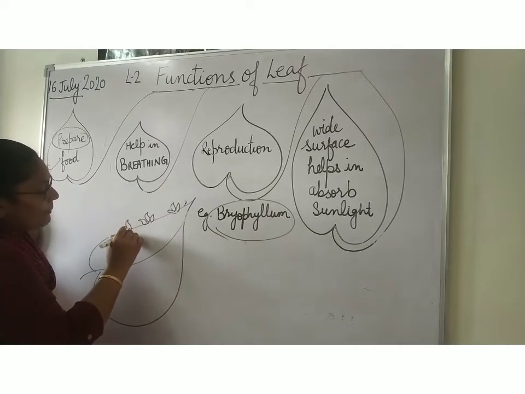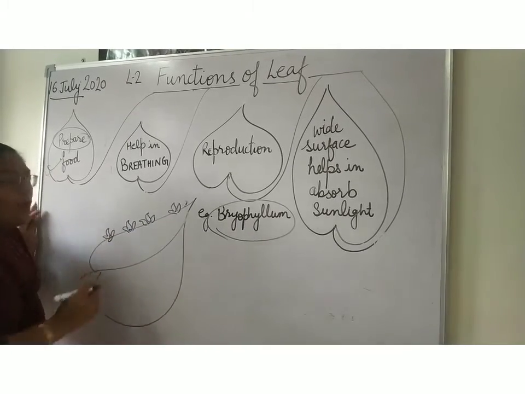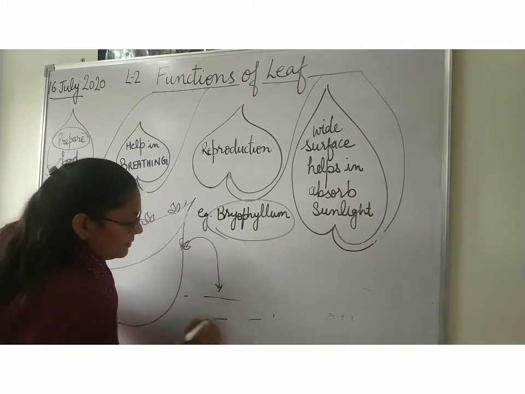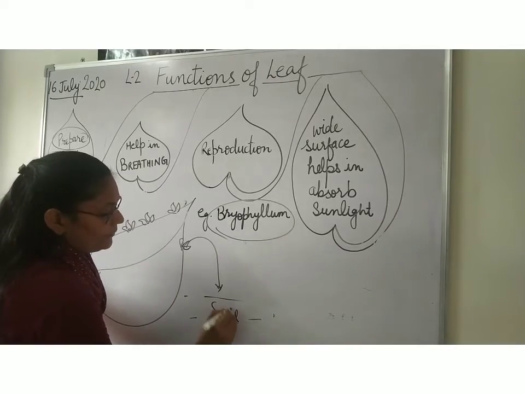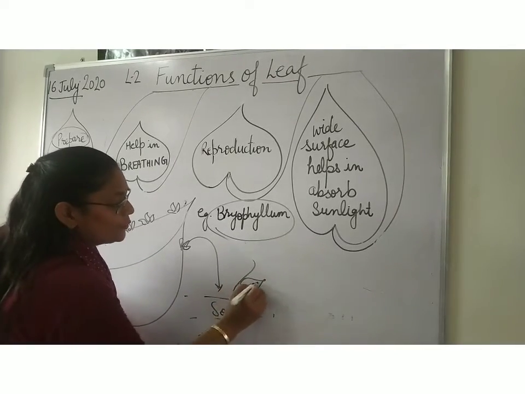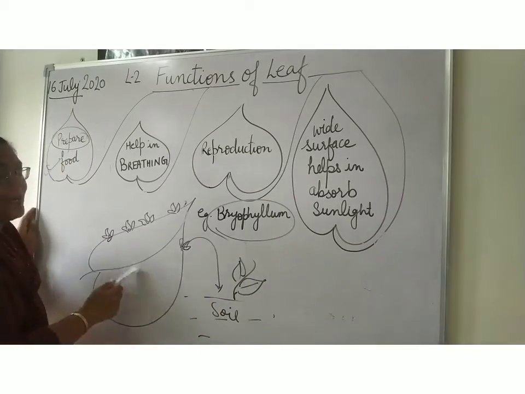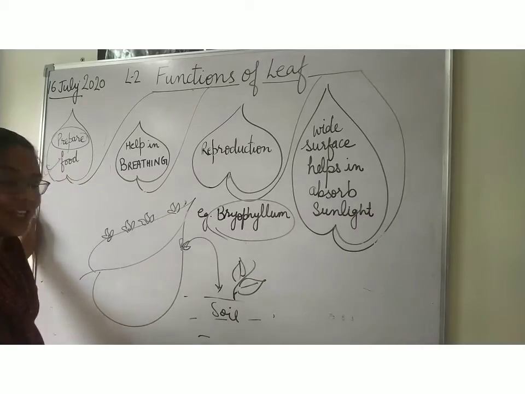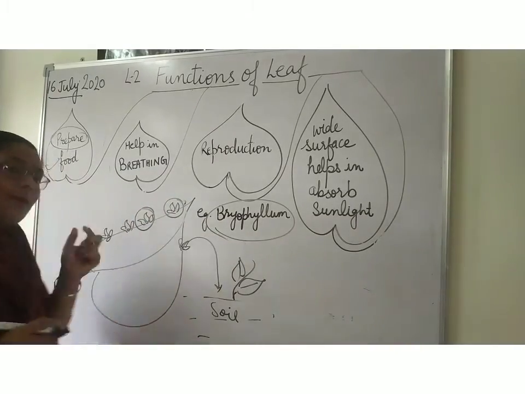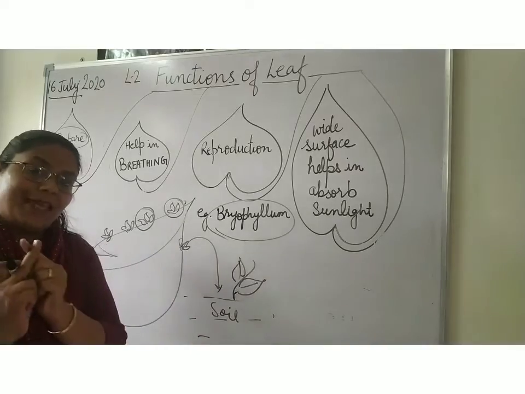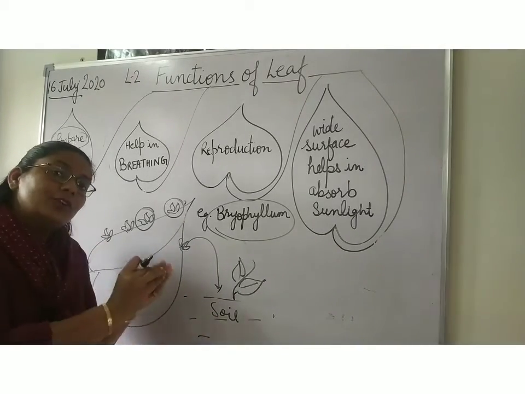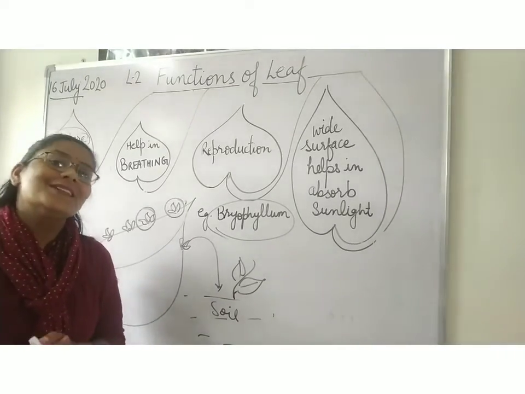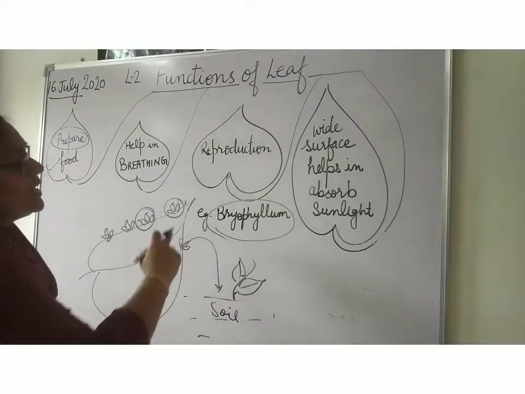Okay. So what happens? Whenever these small leaves fall down into the soil, they grow into a new plant. This is particularly in the bryophyllum leaf, so they help in reproduction. ये small plants ही मान लीजिए जो लीफ की साइड में है, ये जब सॉइल में गिरते हैं तो they convert into a new plant whenever they get favorable conditions. Clear children? Next function.